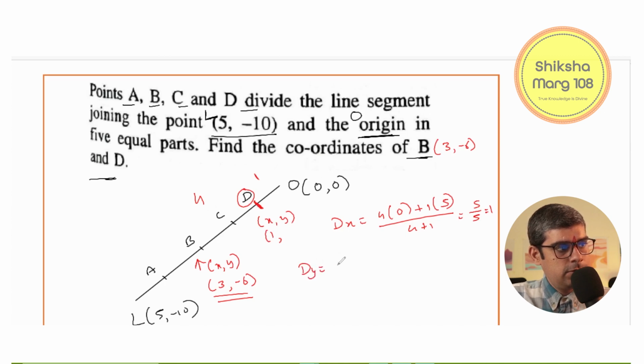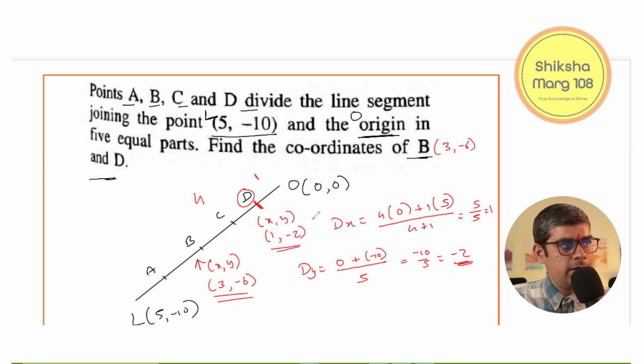4 times 0, which is going to be 0, plus 1 times minus 10, which is going to be minus 10, the whole upon 4 plus 1, which is 5. I hope you get a sense of this. I'm doing a bit fast now, so there's no point in going with the same repetitive method. So that's going to be minus 10 over 5, which is minus 2. This is minus 2. So we got the y coordinate of point D as well.